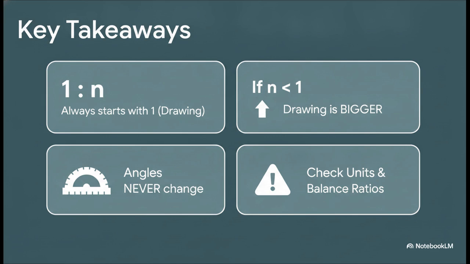Fourth, always double-check your unit conversions. You know, like taking 300,000 centimeters and making it a nice clean 3 kilometers before you multiply. And lastly, keep your ratio balanced. Whatever you multiply on the right side, you absolutely must multiply on the left.